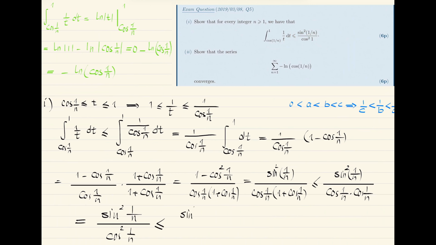I copy and paste the numerator, but instead of the denominator, I simply put cosine squared 1 in radians. Okay, why is that? I am claiming that this expression is greater than that one, so that the whole fraction is smaller than this fraction. And that is obvious. Why?